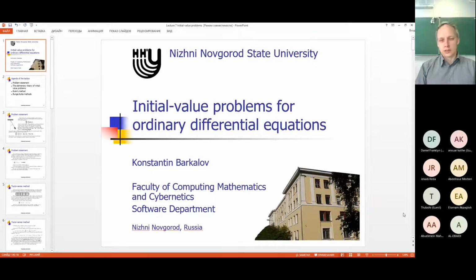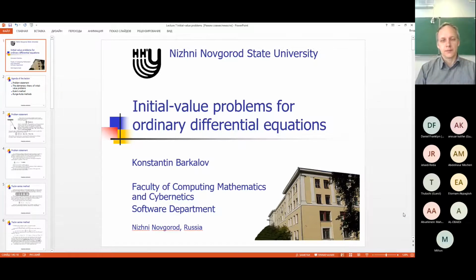The topic of our lesson is written here on this slide. Initial value problems for ordinary differential equations. But before we start the lesson, before we start to consider the methods for solving ordinary differential equations numerically, I want to ask you, do you remember what is an ordinary differential equation in general?